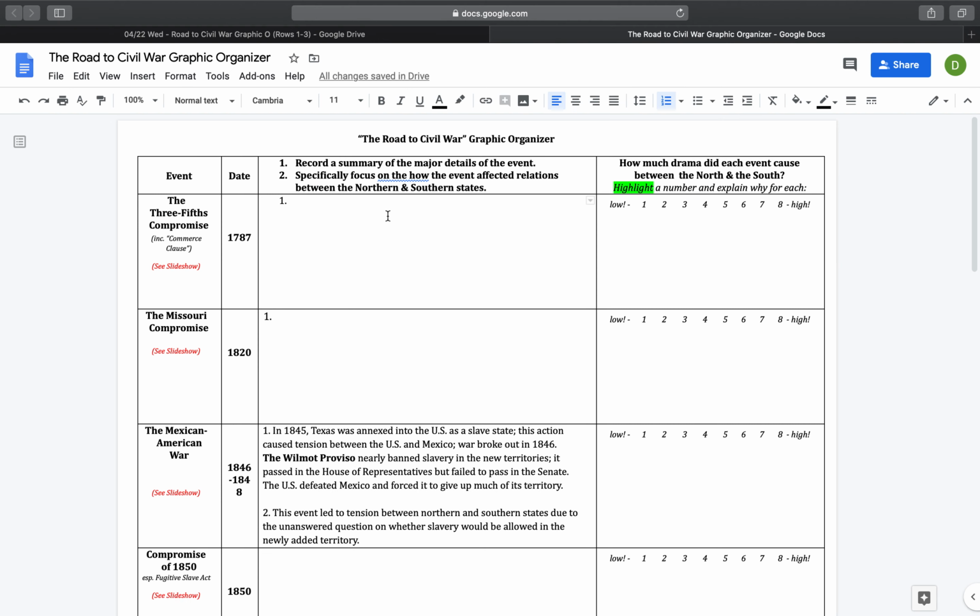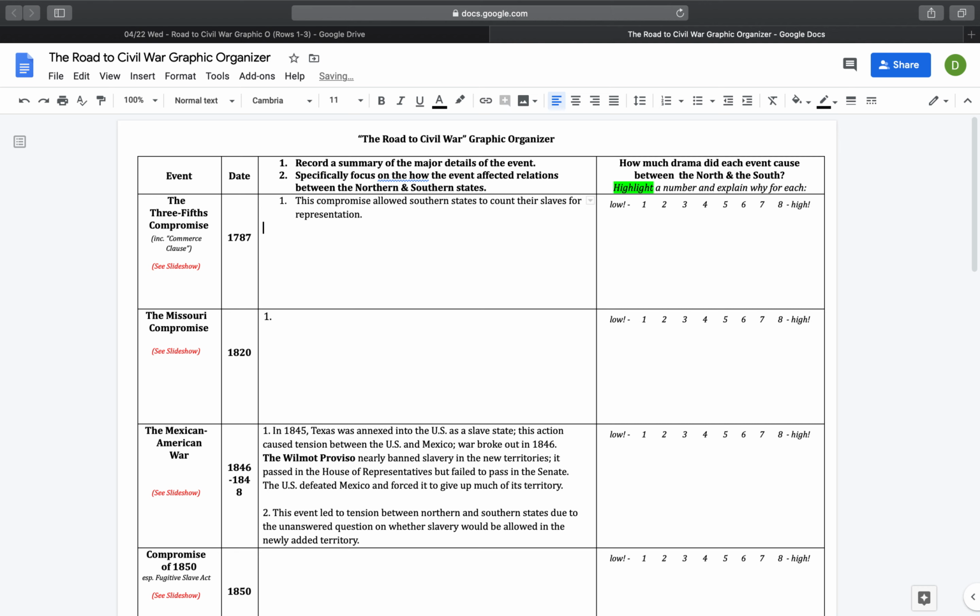So you can write a summary of the major details of the event. This compromise, whatever it did, allowed southern states to count their slaves, right, for representation.